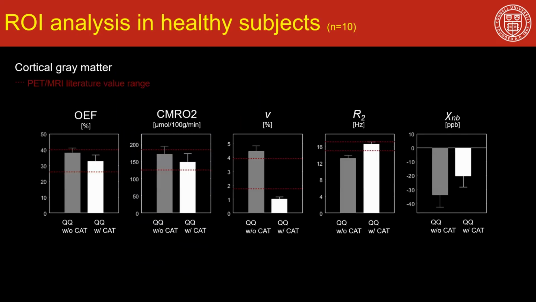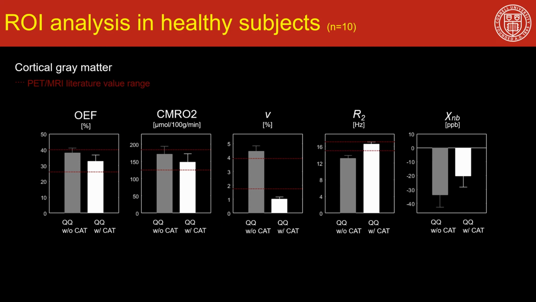Here is the ROI analysis in cortical gray matter among 11 healthy subjects. OEF and CMRO2 from both QQ with and without CAT fall into the literature value range, and QQ with CAT shows lower OEF values. It might be caused by the greater R2 values. To obtain the same signal decay, a greater R2 leads to lower OEF.